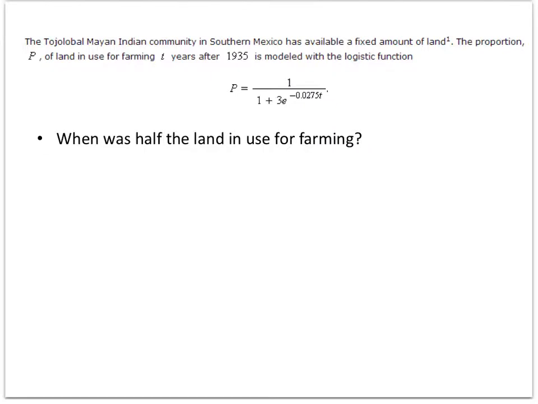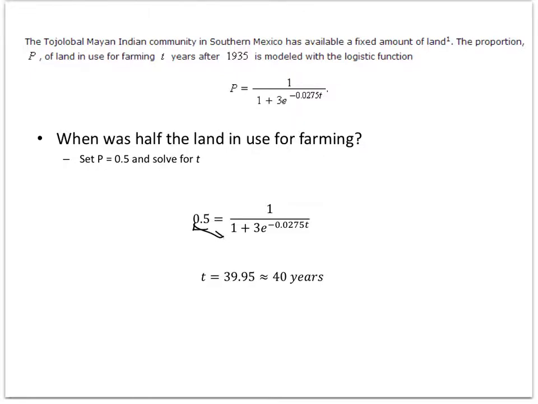When was half the land in use for farming? P, my proportion, would be 0.5. And guess what? You go through those steps we did before, because you know how to do that now, right? You'd switch that, go through all those steps, and you would get your T, your time.